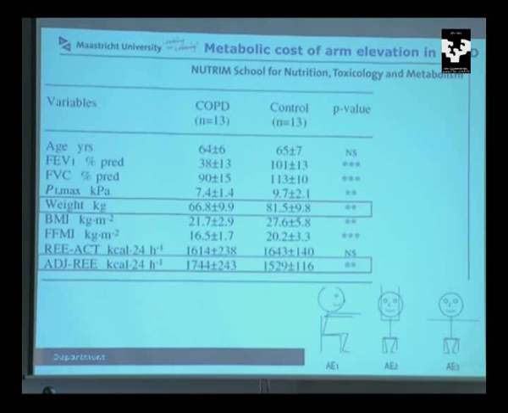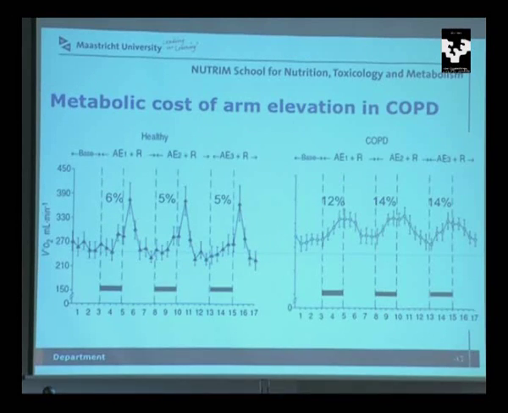Now, they asked these subjects to just do this simple exercise where they had to stretch their arms and lift their arms while sitting on a chair. That's all they had to do. And it caused an increase in their energy expenditure: in healthy subjects about 5%, but in these patients 12 to 14%. So just lifting their arms, they needed twice as much energy as healthy subjects would need.